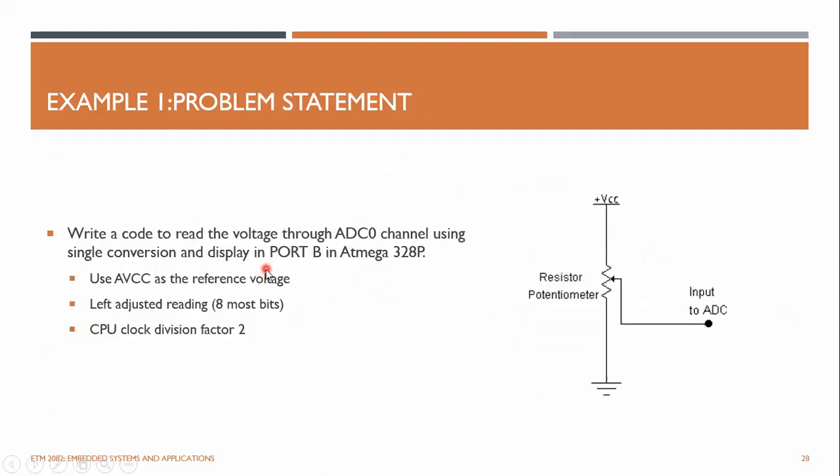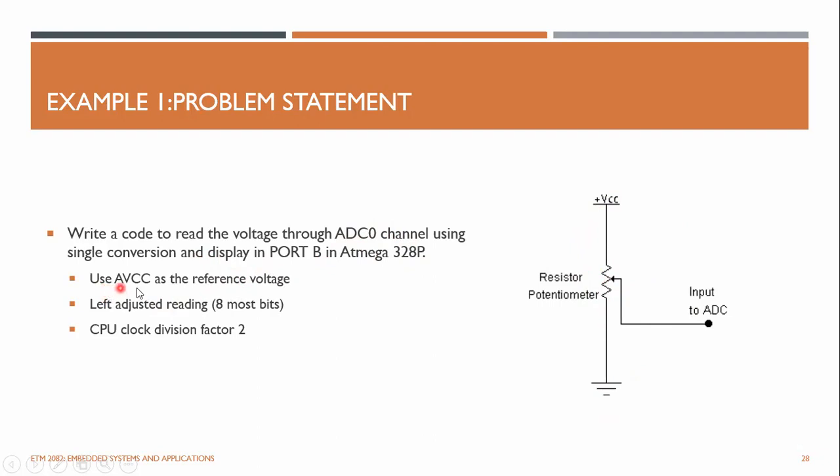Likewise, I'm going to give you some examples. Here there's a resistor divider, or the potentiometer. The potentiometer is connected to the positive supply, and the other side is ground. By changing this, you can change the voltage from 0 to VCC. Whatever ADC reading you get from this conversion should be displayed on port B.